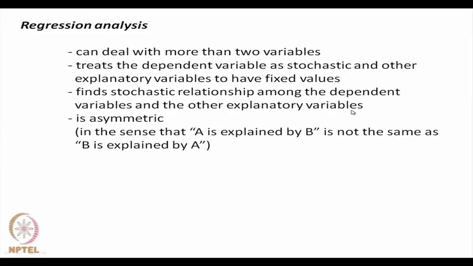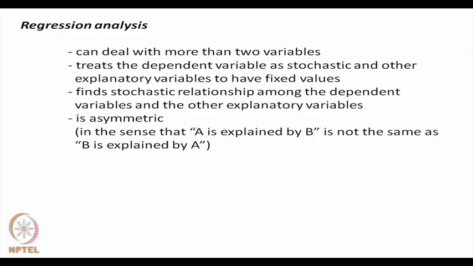Regression analysis, on the other hand, can deal with more than two variables. It uses the dependent variable as stochastic and explanatory variables as fixed and finds out a stochastic relationship between them. It is also not symmetric, it is asymmetric in the sense that if A is explained by B, it is not same as B explained by A. So, these are the differences.